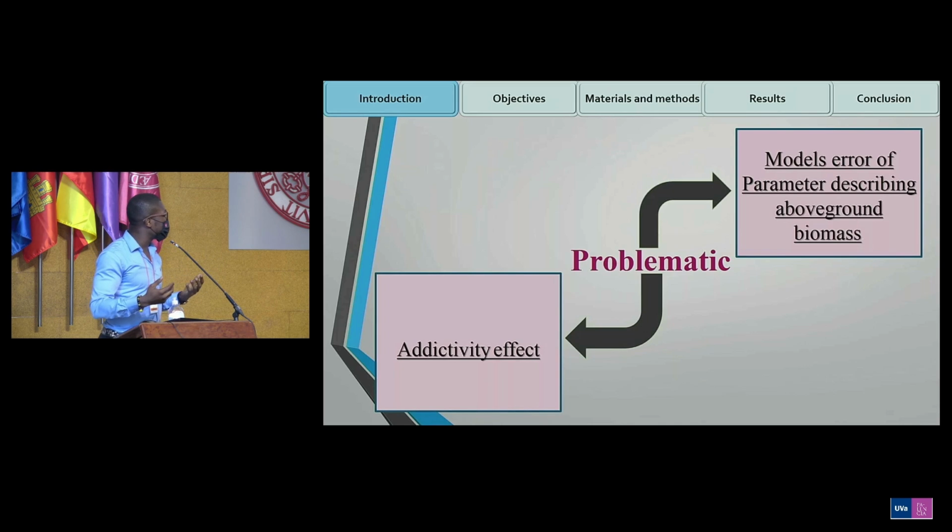Most of the work being done normally does it individually. So when you sum the three, that's the branch, the stem, and the leaves, they do not equate to the total biomass. And this is a problem. So the action that we take needs to solve this problem. The second problem we have is also model error. It means that the model parameters that we estimate, most of the time there is an error with them. So this is what we need to take into account.